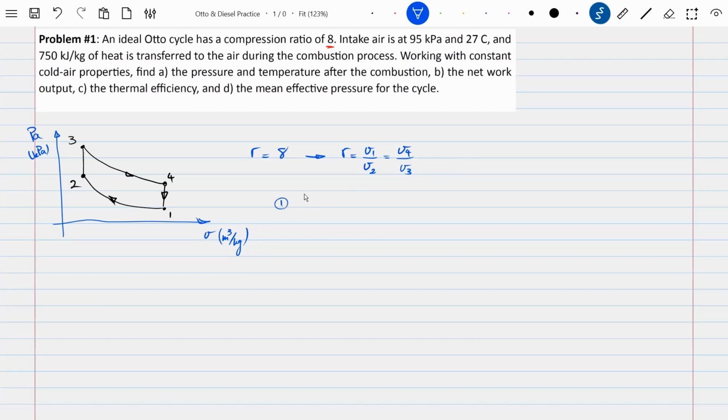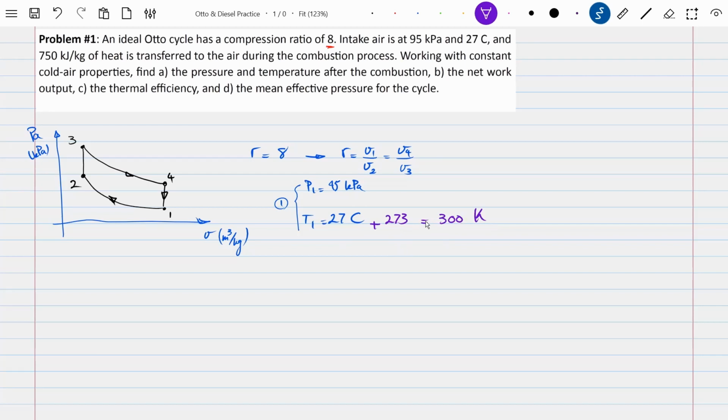Also at the intake, I'm going to show it with 0.1. We are looking at P1 is 95 kilopascals and T1 is 27 degrees Celsius. Please take note that for the discussions of Otto and diesel cycle, the temperatures that you put in the different equations that we have must be in Kelvin. Or if you're using British units, they have to be in Rankine. So this is 27 degrees Celsius. I have to add 273 to it to convert it to 300 Kelvin.